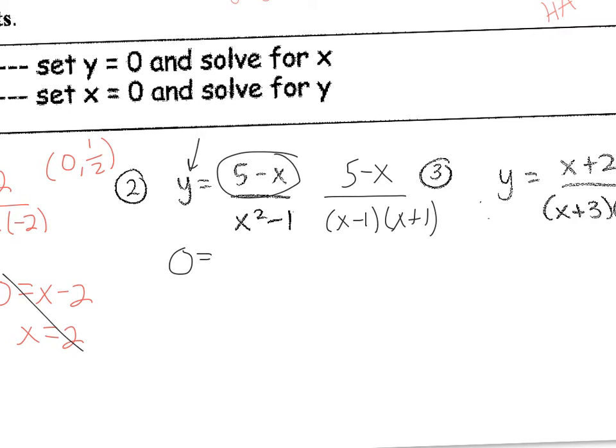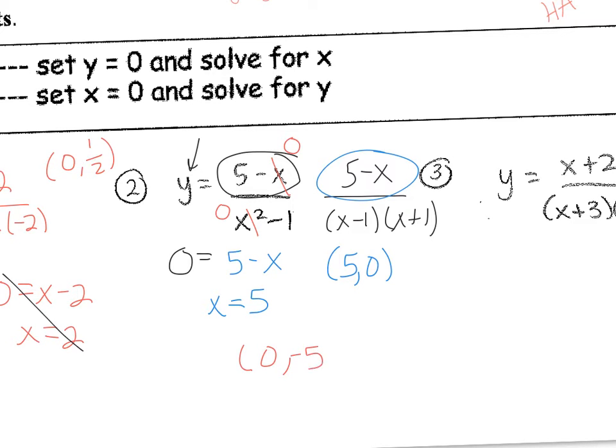Then I'm going to set the numerator equal to 0. So x has to be 5. So the x-intercept is at (5, 0). And for the y-intercept, I plug in 0 for x. So it's going to be 5 minus 0 over 0 minus 1. So the y-intercept is at (0, negative 5).